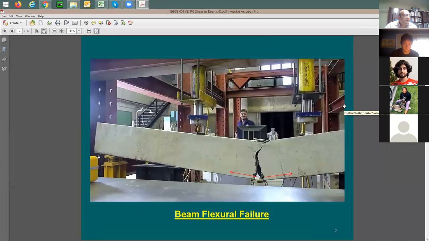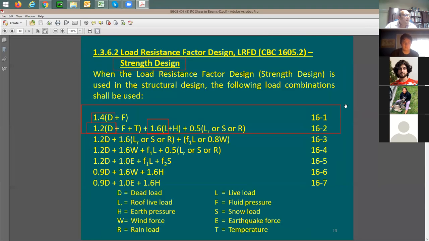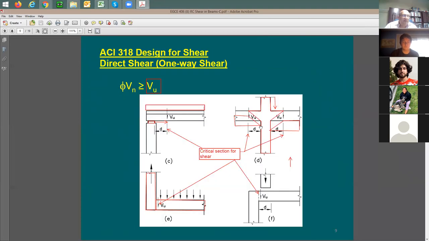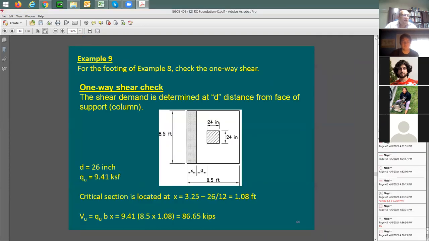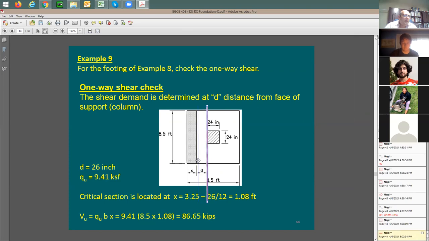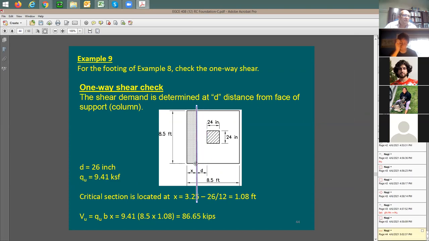This is shear here in beams. We say that we're going to go a distance d away from the face of the support to get to the critical section. Same thing here. Here is the face of the column. We go a distance d away from the face of the column and find out the shear force.